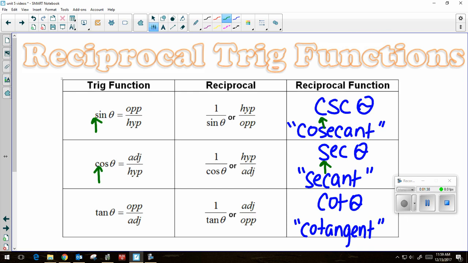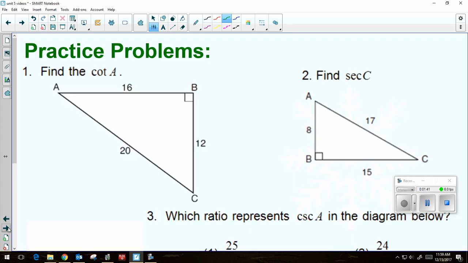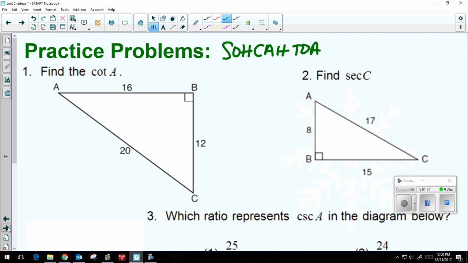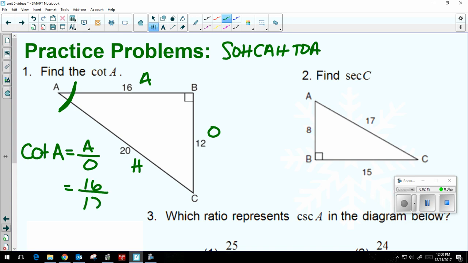So let's take a look at how we do some problems with these. Find cotangent A. So SOHCAHTOA. Two ways to do it. You can form the reciprocal right away. So I can do cotangent of A. Okay, cotangent goes with tangent. So instead of opposite over adjacent, I can flip it automatically and make it adjacent over opposite. I'm talking about angle A, so let's label my triangle. Adjacent, opposite, hypotenuse. So the cotangent of A, adjacent is 16, opposite is 12.